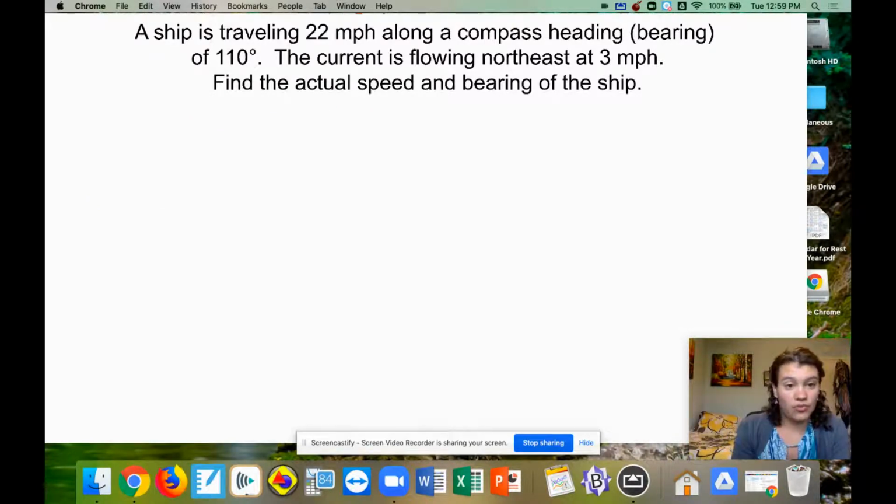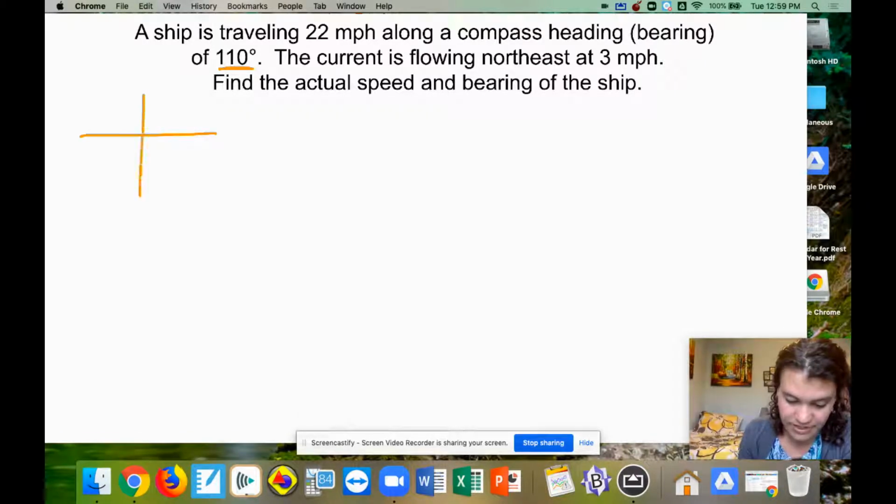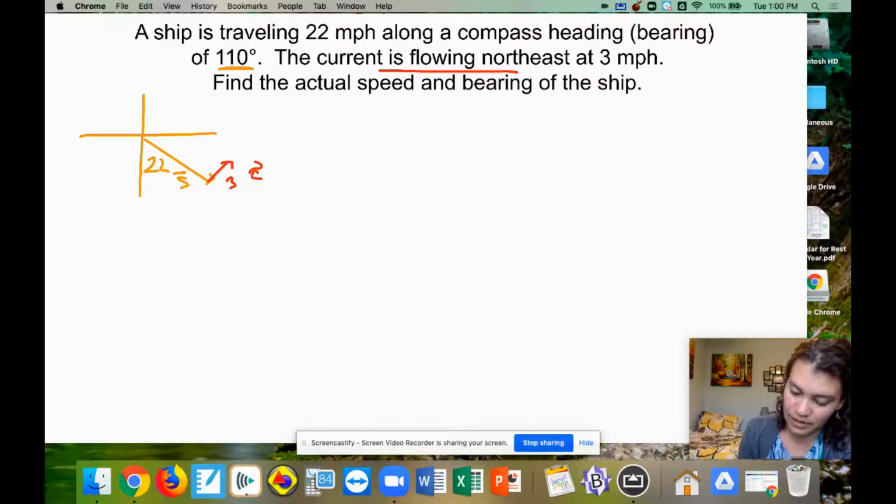All right, so we have a ship traveling at 22 miles per hour along a compass bearing of 110. So I'm going to draw that first. Again, this is the compass bearing. So if this is my basic unit circle, we're coming from north to 110. So about here-ish is a ship going at 22 miles per hour. And then I need to add on the current, just going northeast. So it's going to be there-ish. At 3, we'll call this C for current. And then what we actually want to find then is the true direction. We'll call that T.